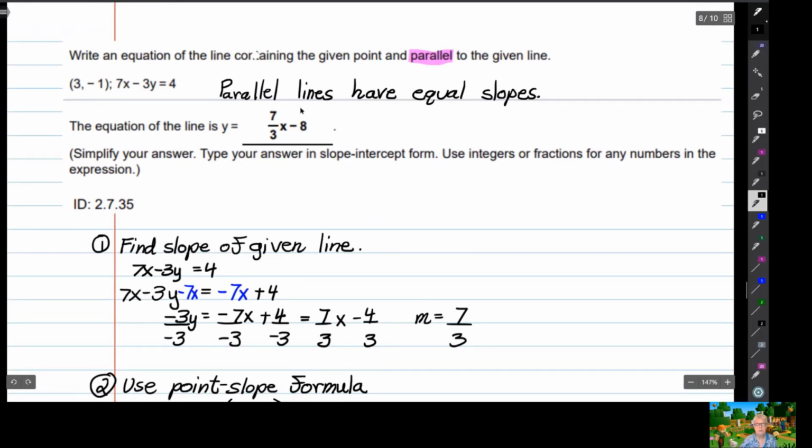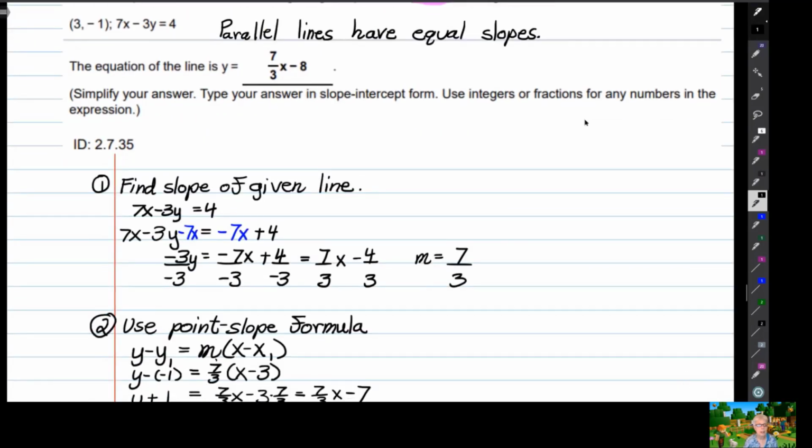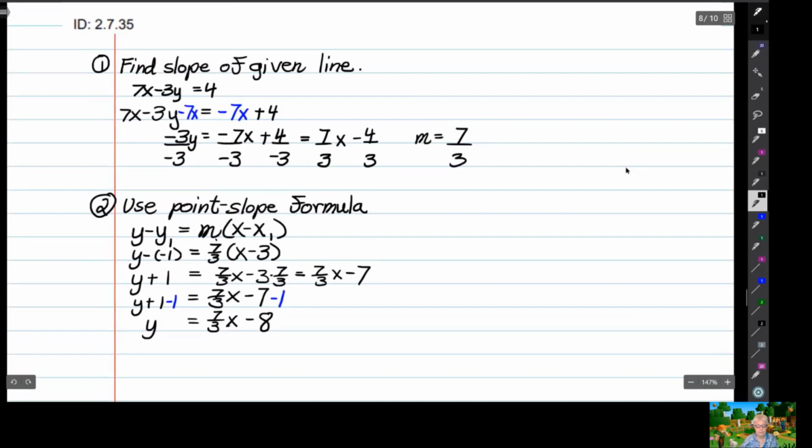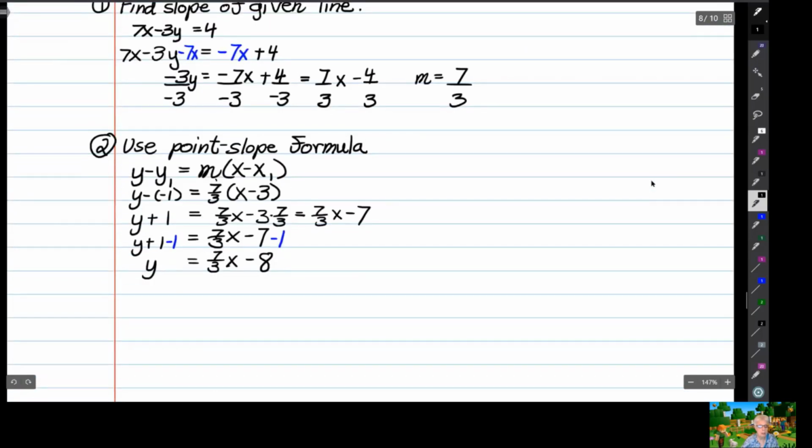Here's another one, so we can go over the steps again with this homework problem. Again, we're being told the same thing. Write an equation of a line containing this given point and parallel to the given line. We're going to do exactly the same steps. I'm going to find the slope of this line and use it to find the slope of the line that goes through this point. 7x minus 3y equals 4.